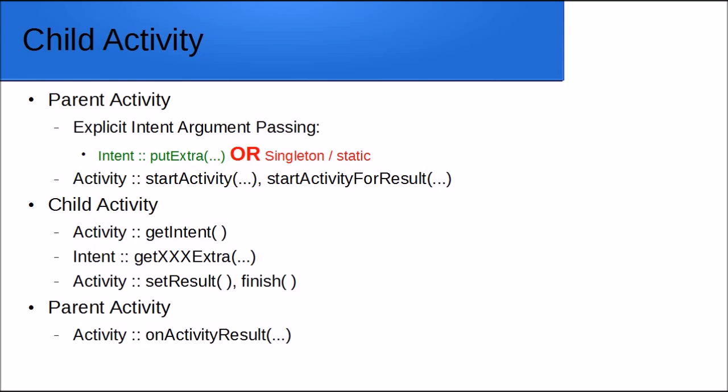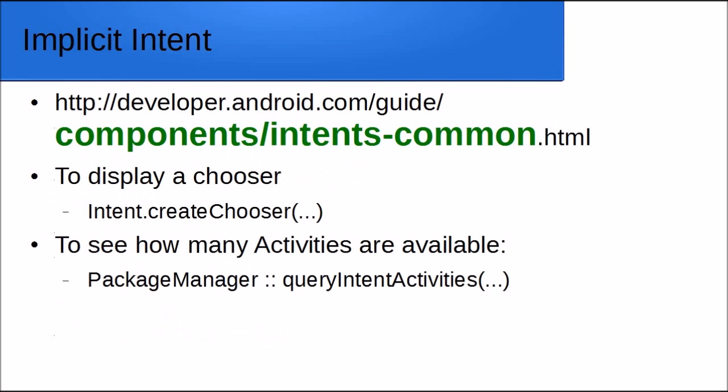And then I'll go back to talking about child activities. How do you pass arguments to the child activity? And how does the child activity pass stuff back using set result? And how does the parent get the result back from the child? The last topic for this section is implicit intent.